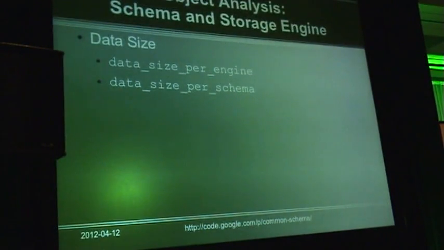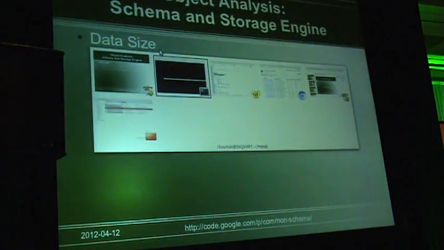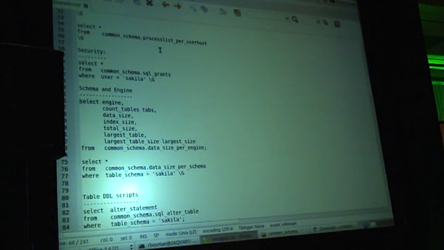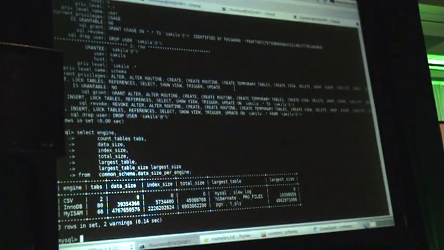There's a whole bunch of views inside the common schema which allow you to introspect schemas and schema objects. For the engines, there's a data size per engine view. If I just run that, we get a whole bunch of information about how much data each engine is currently managing. We see I'm using three storage engines now: CSV, InnoDB, and MyISAM. For each we see the number of tables they are managing, the data size, index size, total size, largest table, and largest size.